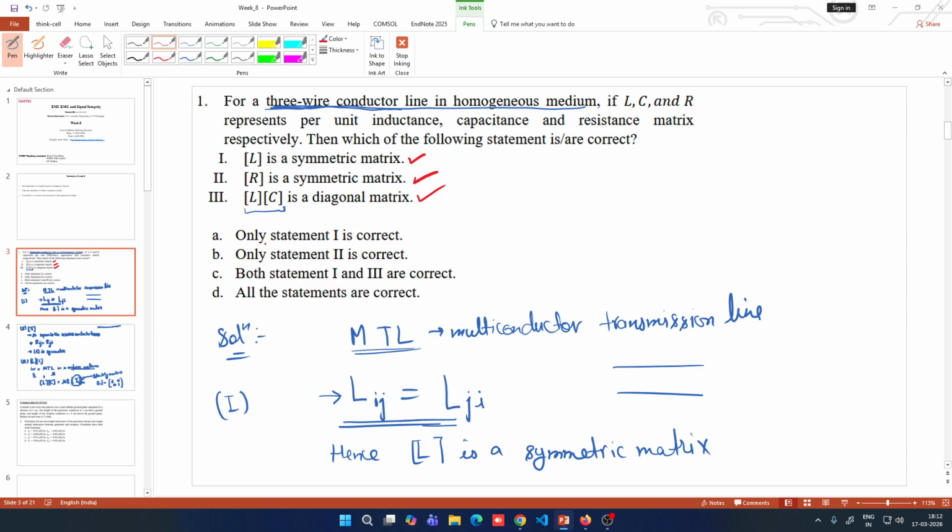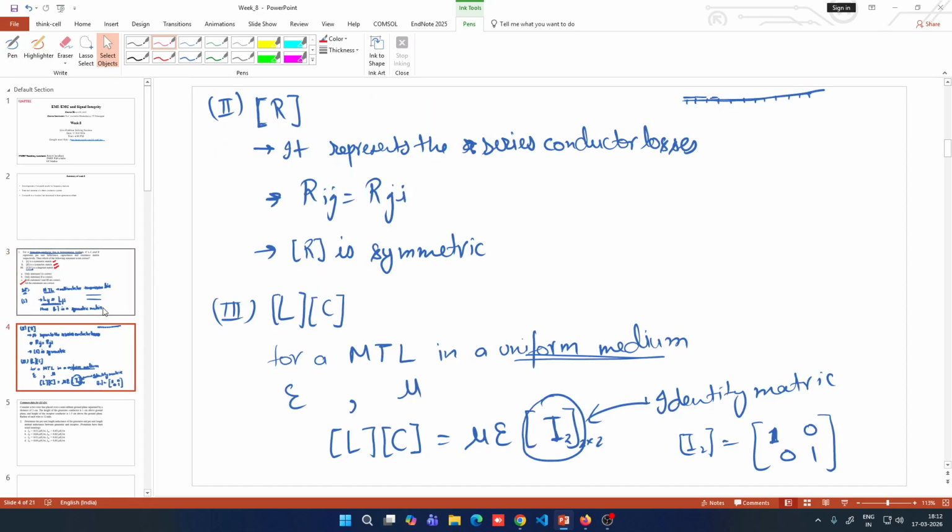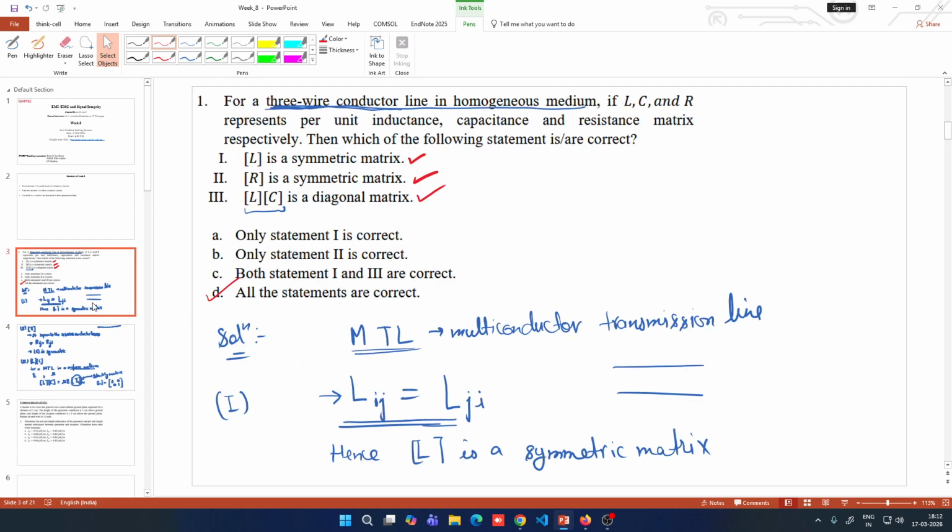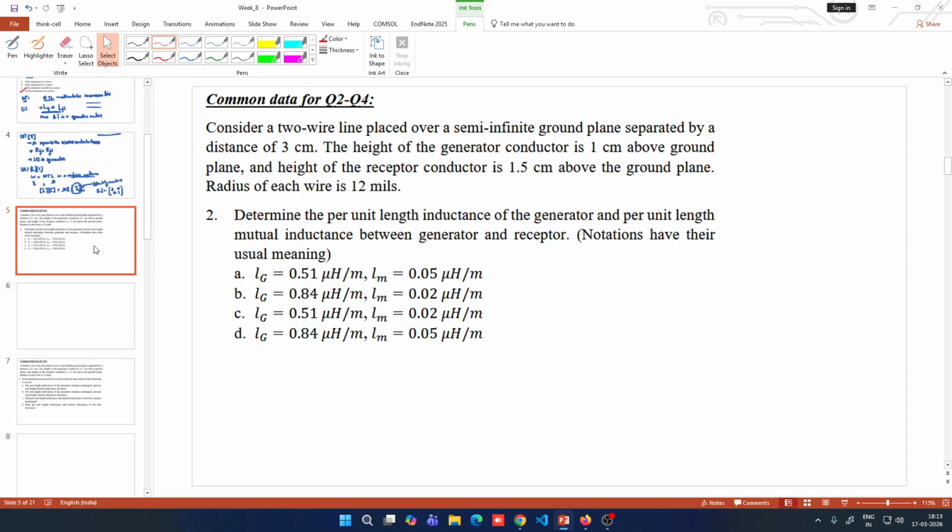Now we will go to the options. Option A says only statement 1 is correct. No, because 2 and 3 are also correct. So the correct option is option D, because all the statements are correct. If you want to know the derivations, like how we derived these things, you can refer to lecture number 35 and 36, where the professor has derived these, and you can easily understand, because this question is just asking us to comment on the matrices. If this is clear, we will move on to question number 2.